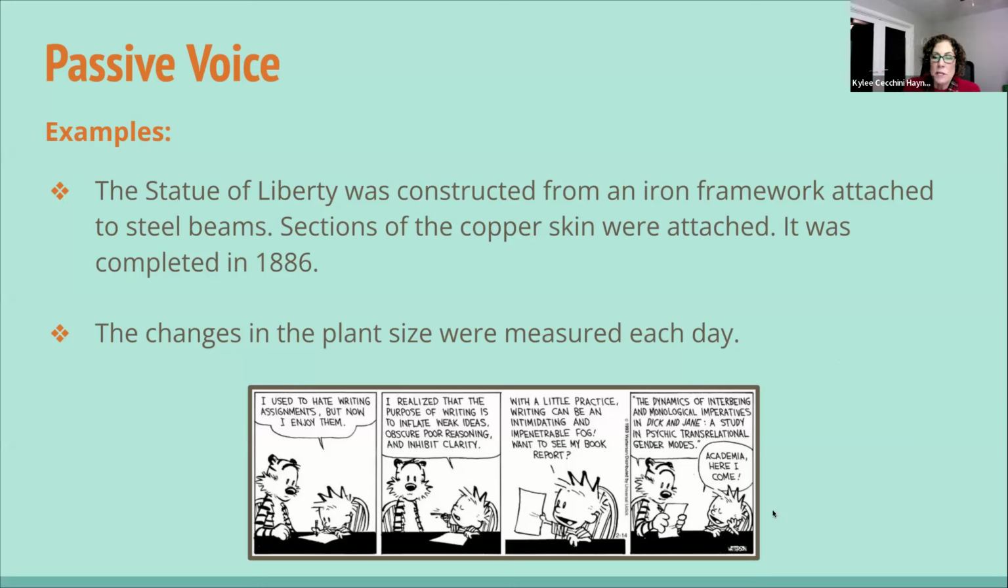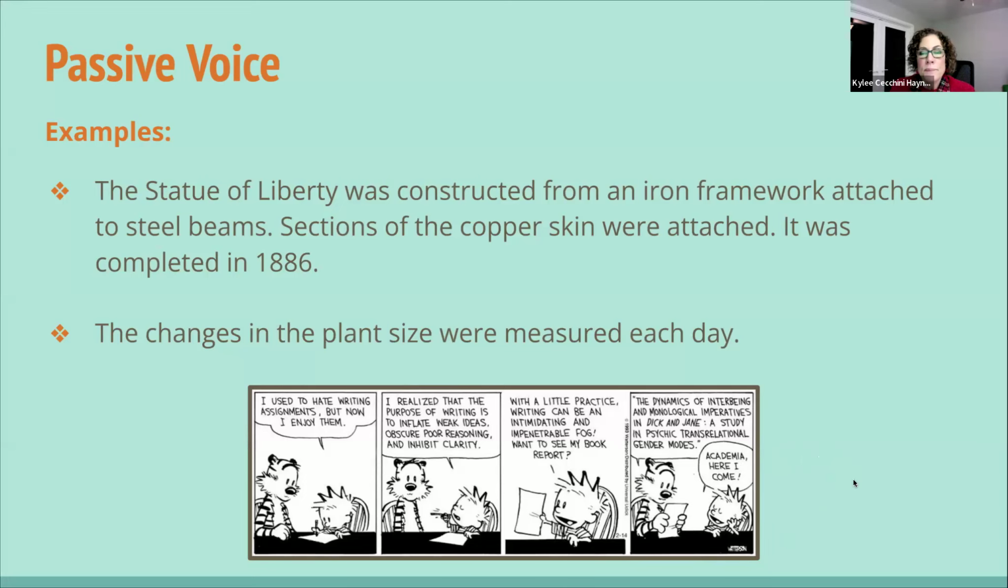I love this. I'll just let you guys read this little Calvin and Hobbes. It cracks me up, this little cartoon. This last one sounds like it's ChatGPT, like an assignment or something it generated.